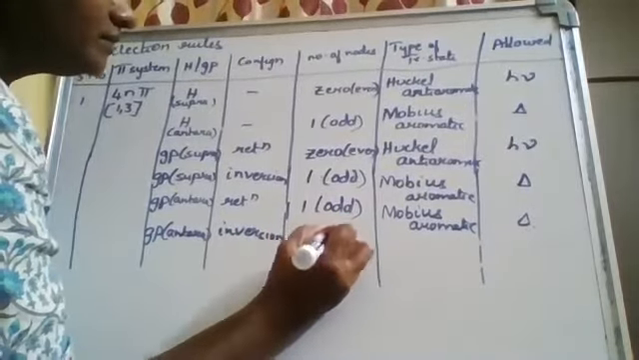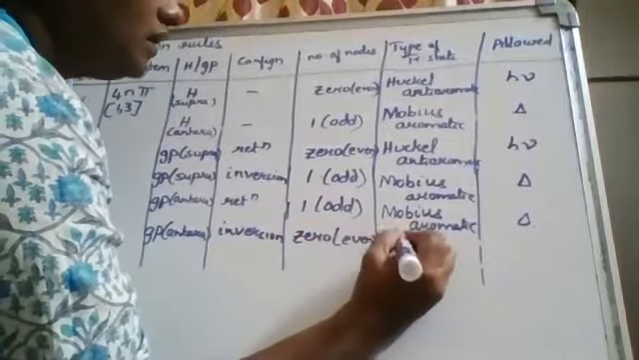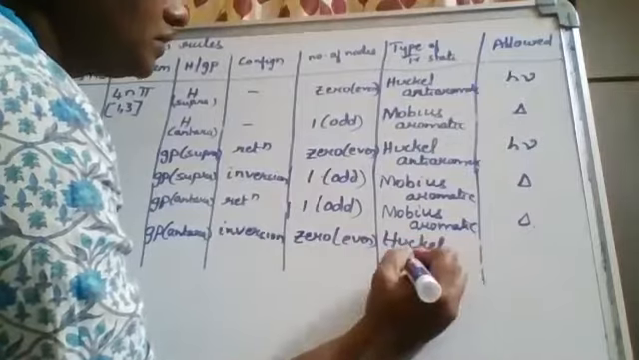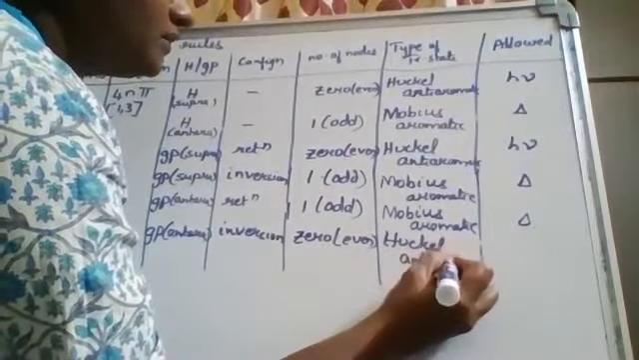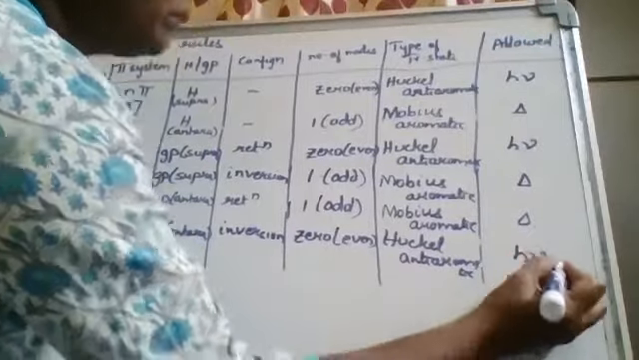0 nodes, even number, Huckel anti-aromatic, photochemically allowed.